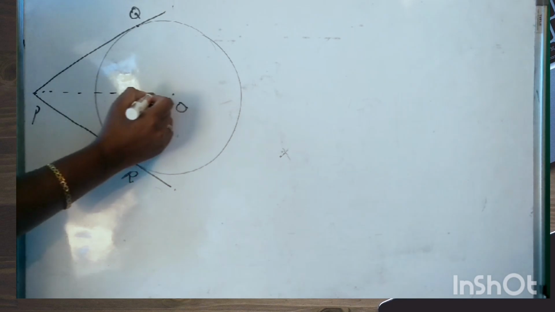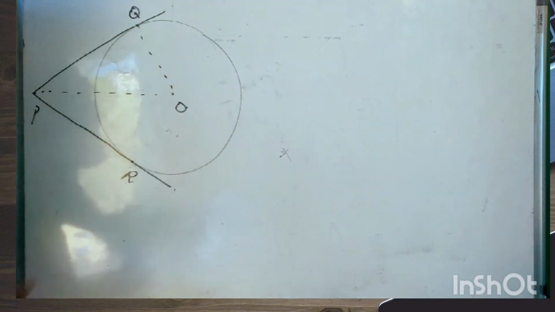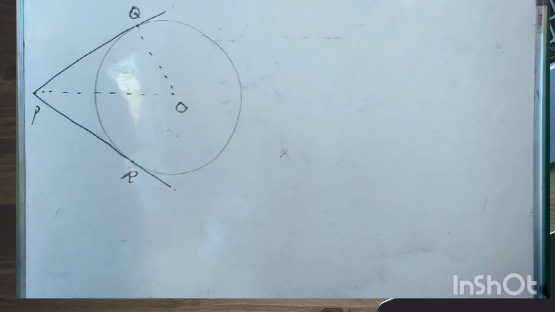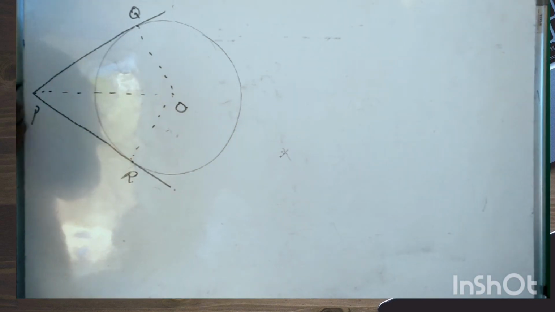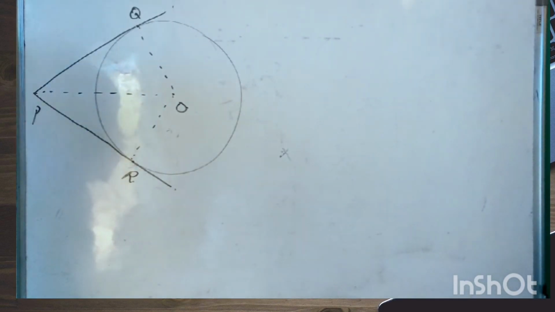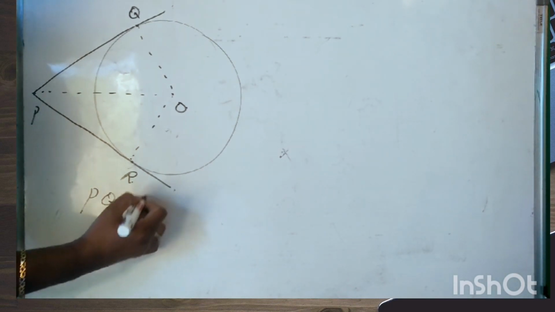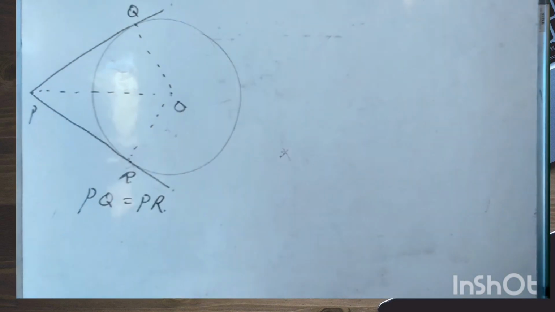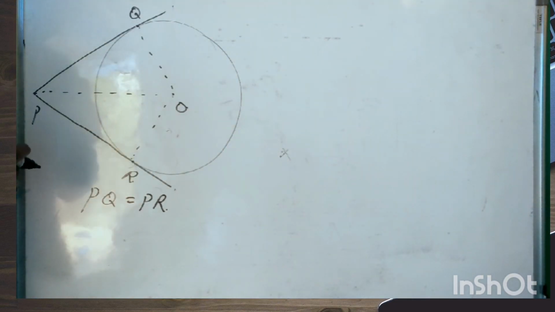And here comes our second theorem. The second theorem says that the lengths of tangents drawn from an external point to a circle are equal. That means here our tangents are PQ and PR, drawn from an external point to a circle. We need to prove PQ equal to PR. Just join OP, OQ and OR.